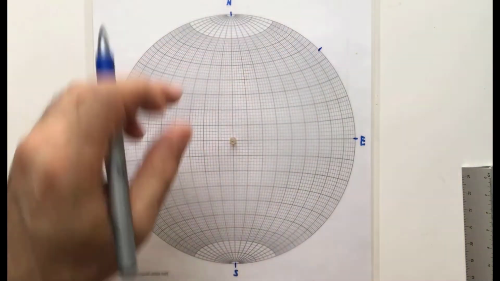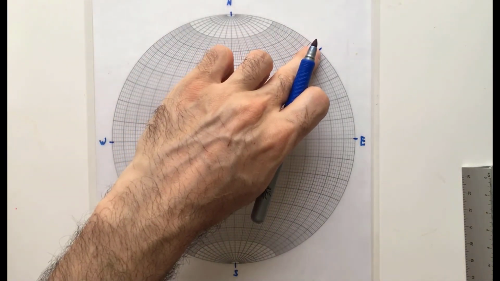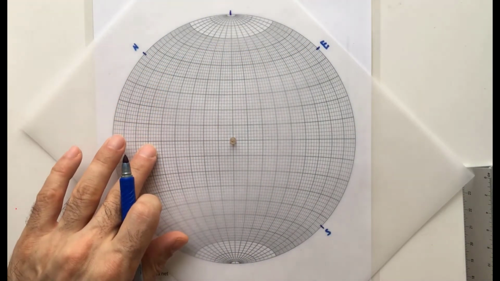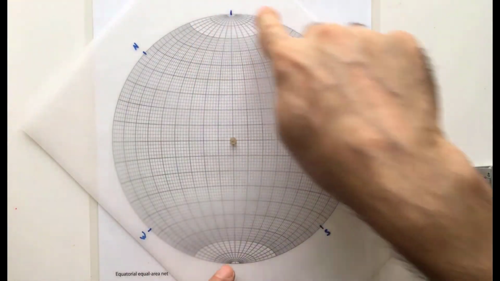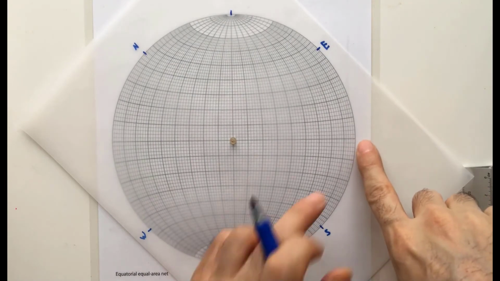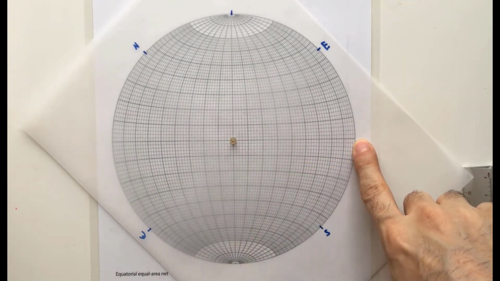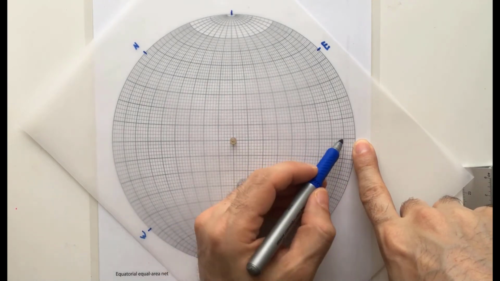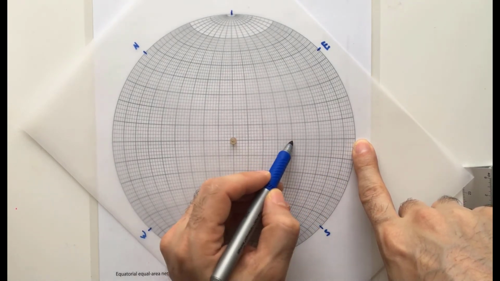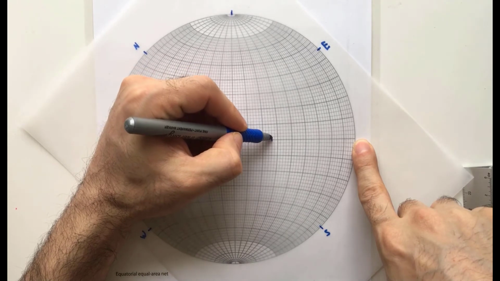So from here, what I can do is place this one along the north-south direction, and 90 degrees here, clockwise, and I'm going to count the dip, which is 64. 10, 20, 30, 40, 50, 60. This is 64.